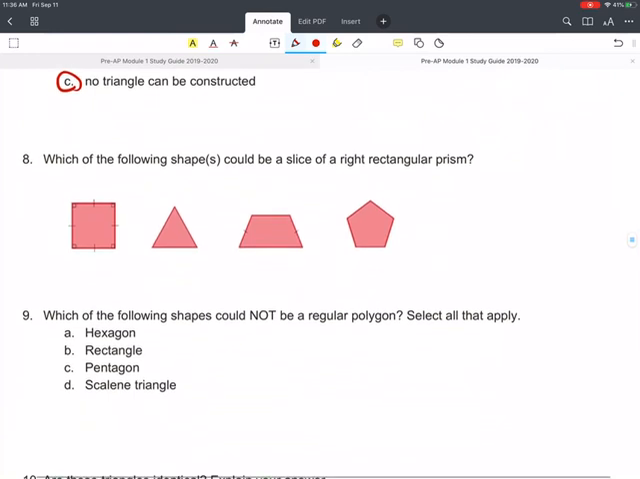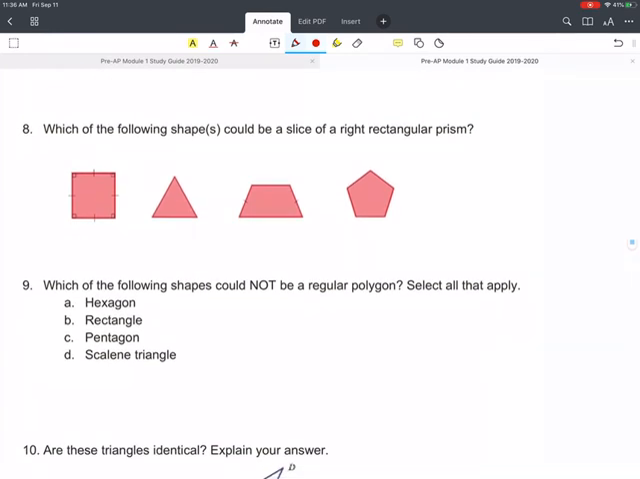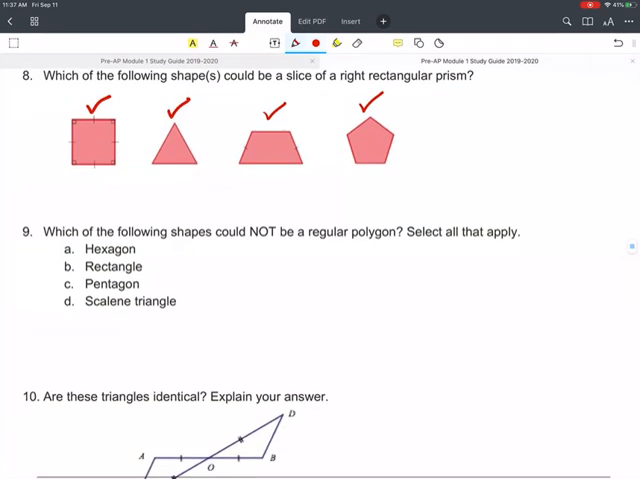All right, number 8, it says, which of the following shapes could be a slice of a right rectangular prism. When we think of a right rectangular prism, we know there's 6 sides. So, a right rectangular prism, we could have a slice of a square. We could also have a triangle. We could also have a trapezoid. And we could also have a pentagon, because a right rectangular prism has 6 sides. So we could have a cross section of up to 6 sides.